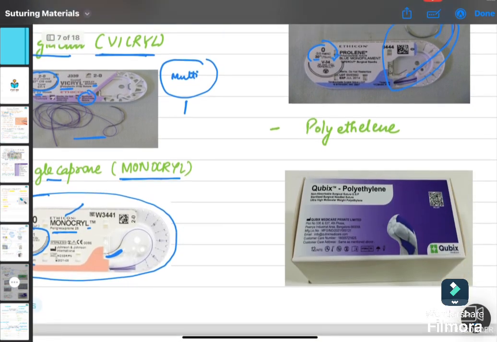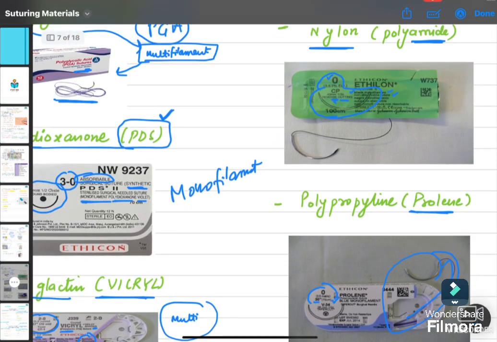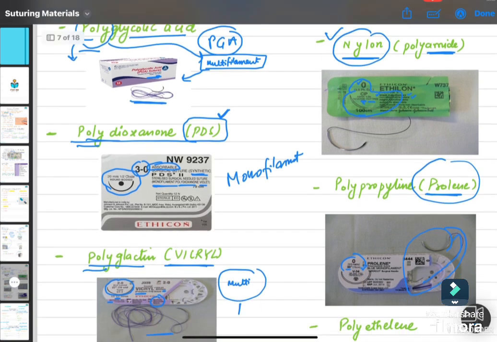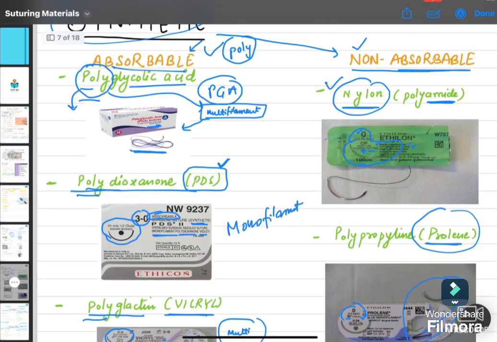Polyethylene, the third category. Okay, so the most common examples of non-absorbable sutures you should memorize are nylon and Prolene. Nylon and Prolene you must remember, the most common examples.